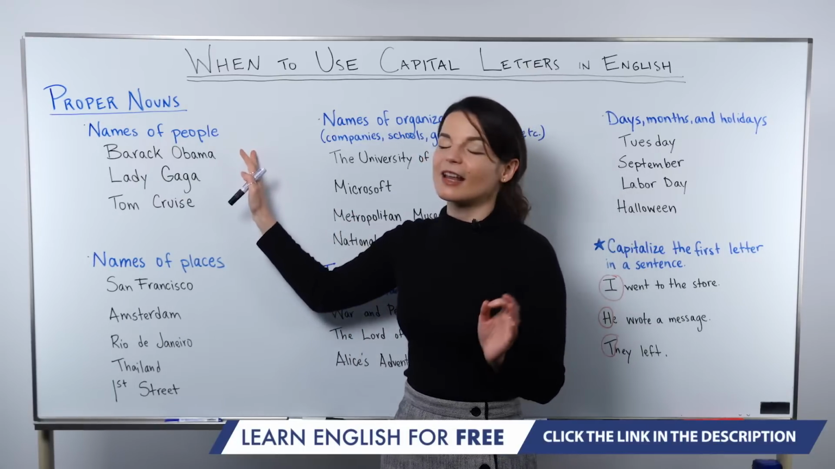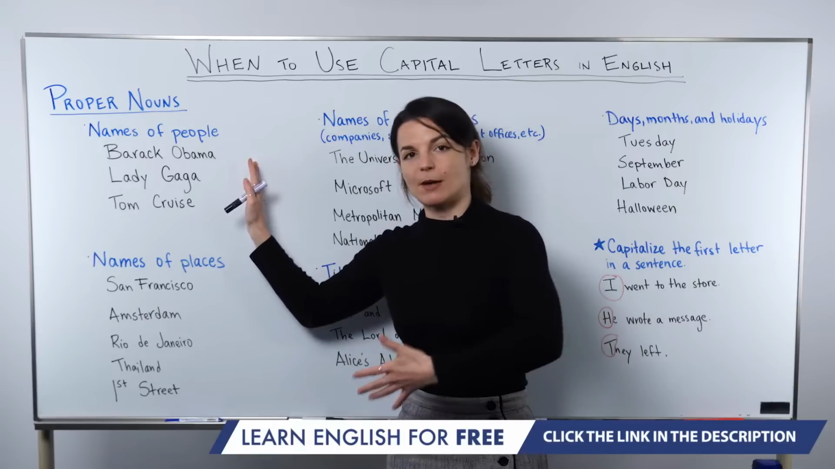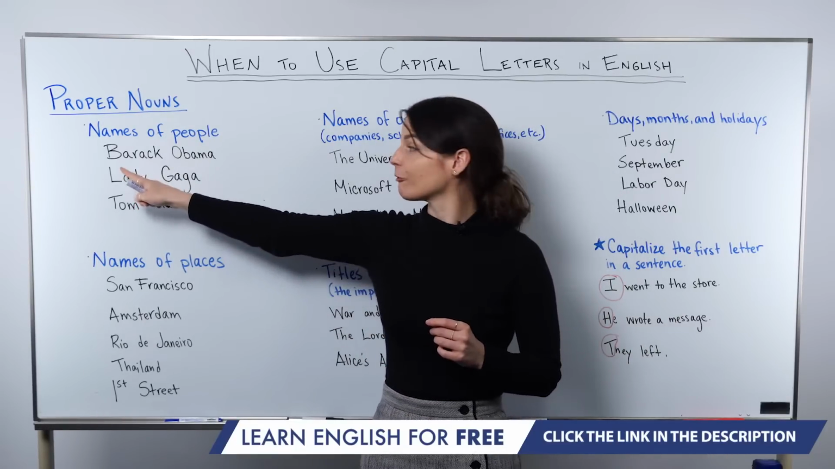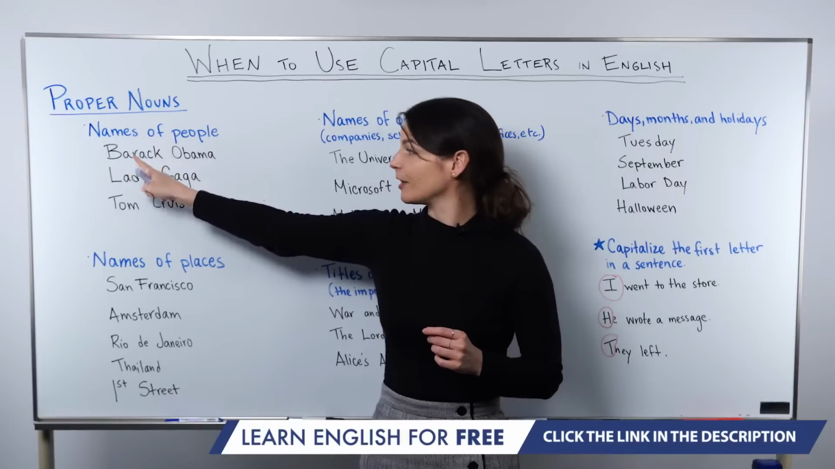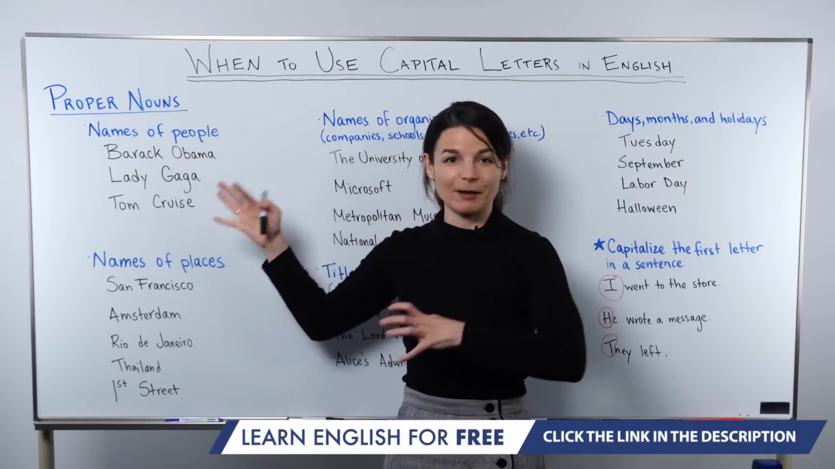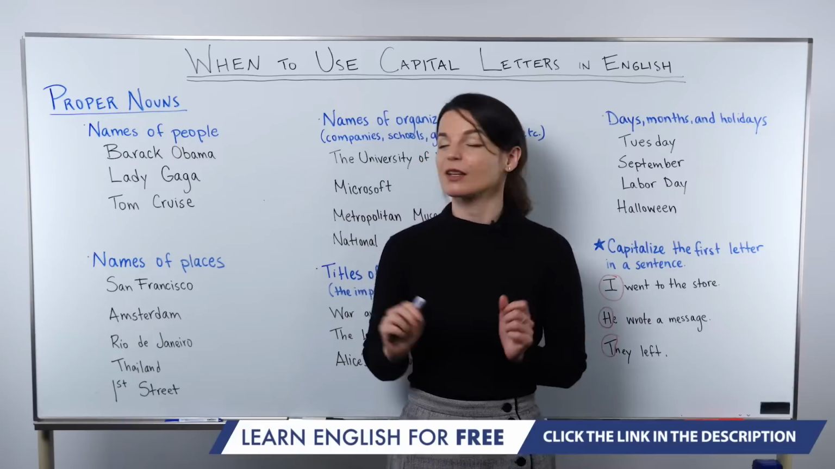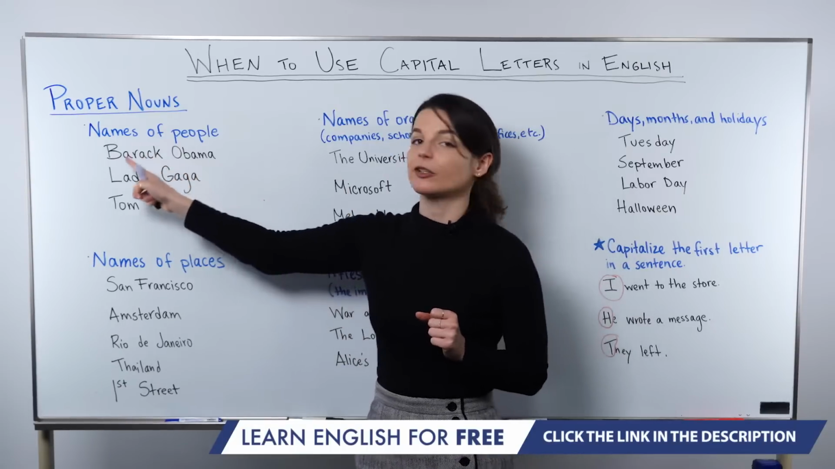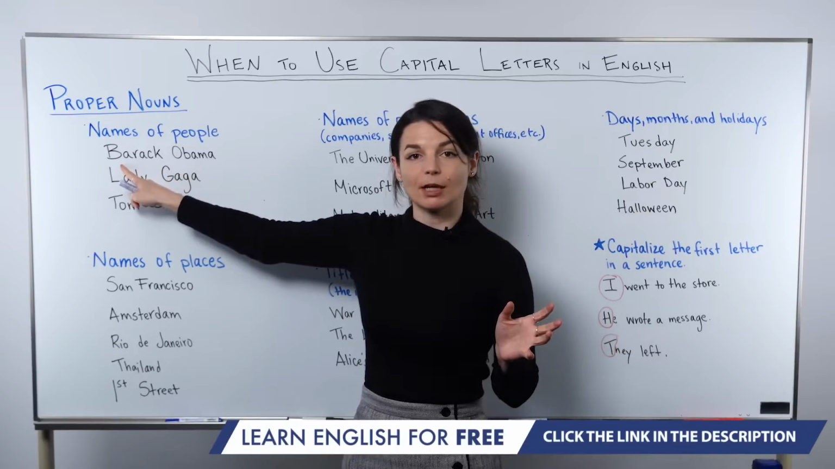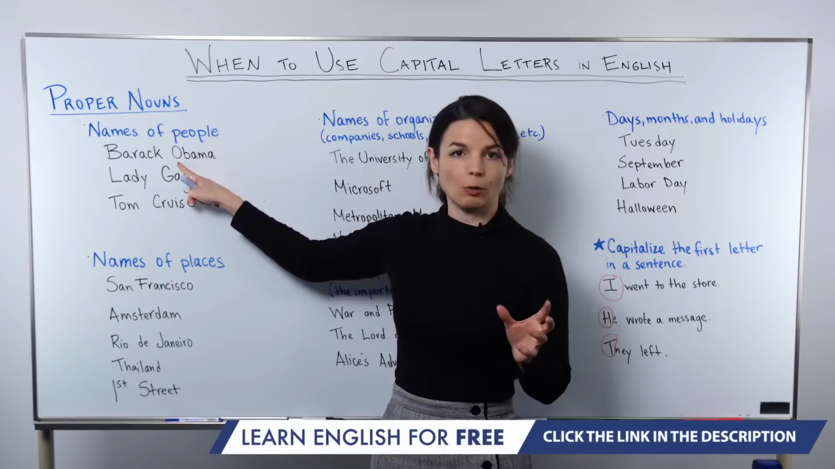When we write the names of people, their first name, their middle name, their last name, we always capitalize the first letter in the first part of the name, and the first part of the second name and third name and fourth name if they have many names. We always capitalize the first letter. For example, Barack Obama. We capitalize the B in Barack and the O in Obama.